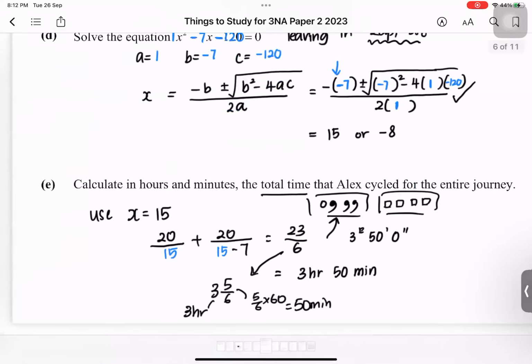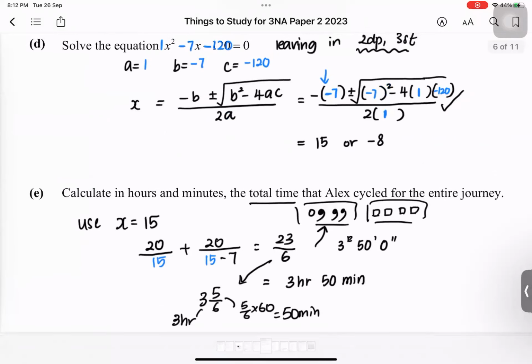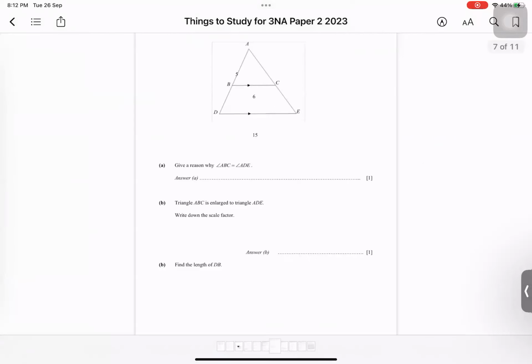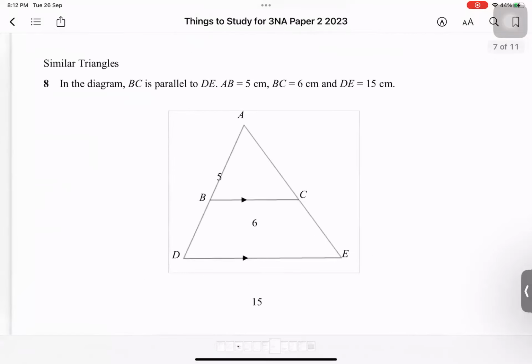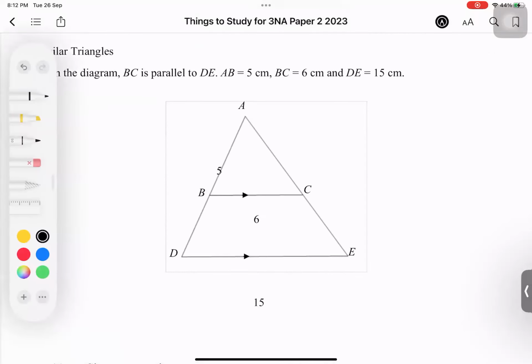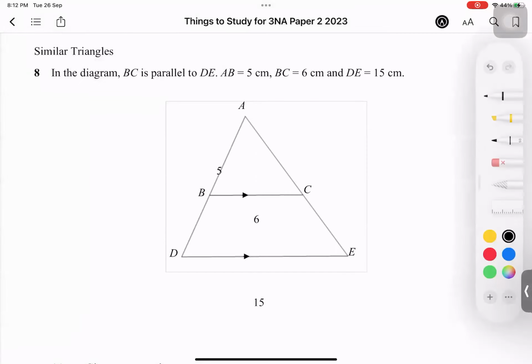So now done for this question. Let me move on a little bit more before I give you a quick break. Okay, I shall focus a little bit more on similar triangles. First things first, similar triangle.